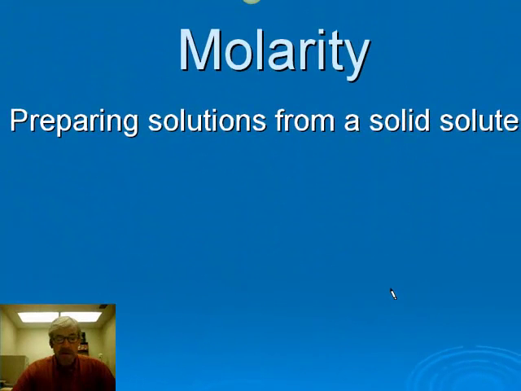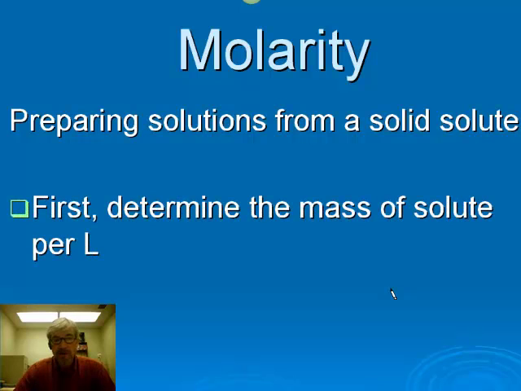Well, how do you make these solutions? Two ways you can do this. You can prepare a solution of known molarity by dissolving a solid solute. This is one way to do it. Here are the steps. The first thing you want to do is determine the mass of solute that would be needed to make a liter of solution. Well, if you know how many moles are going to go in a liter, and you know how to convert moles to mass, that's not too hard to do. You just need to know the molar mass.